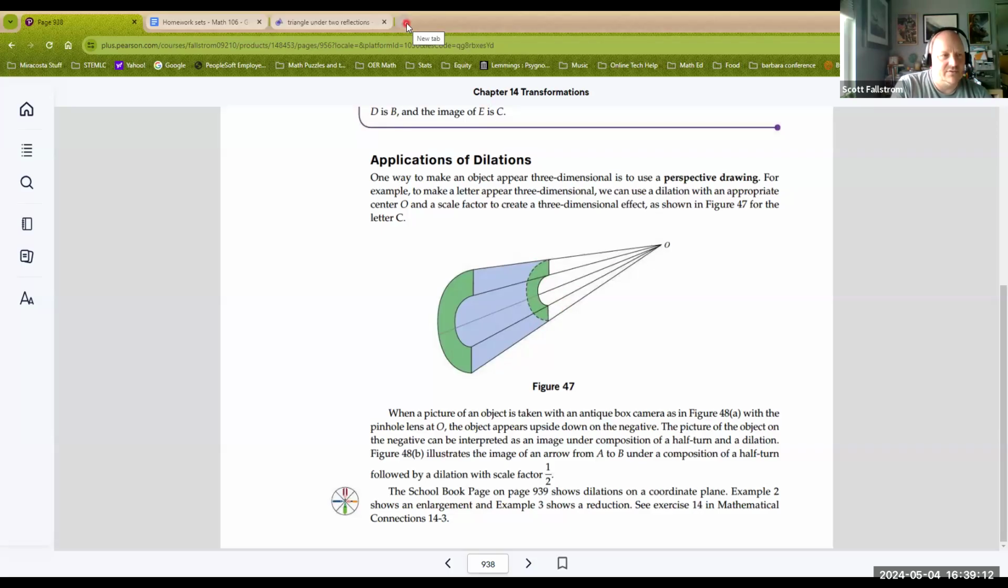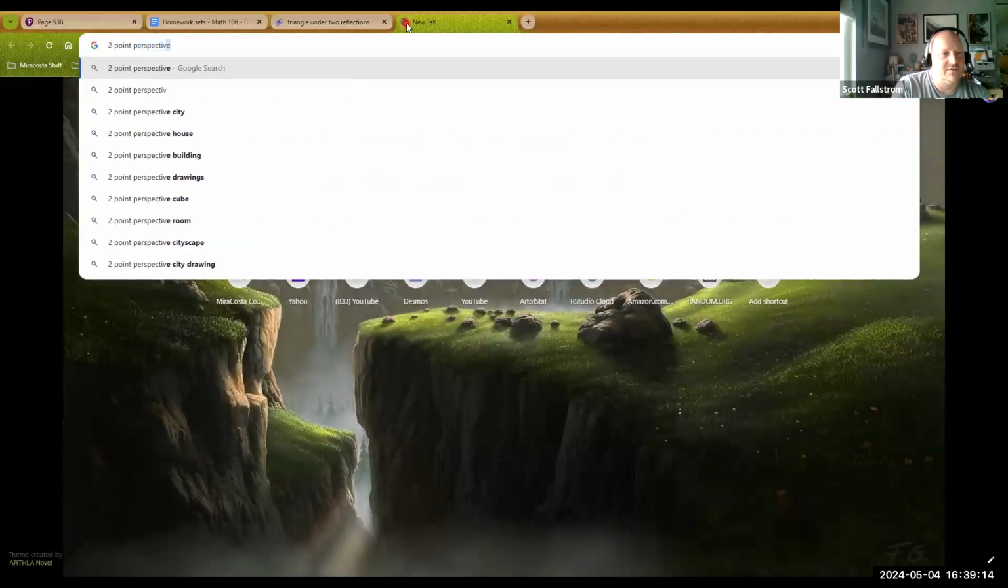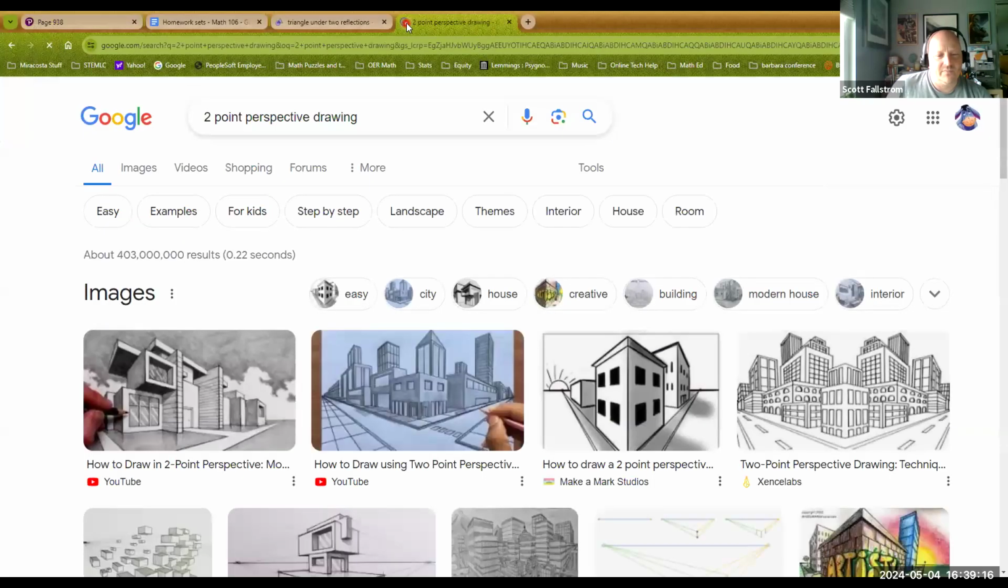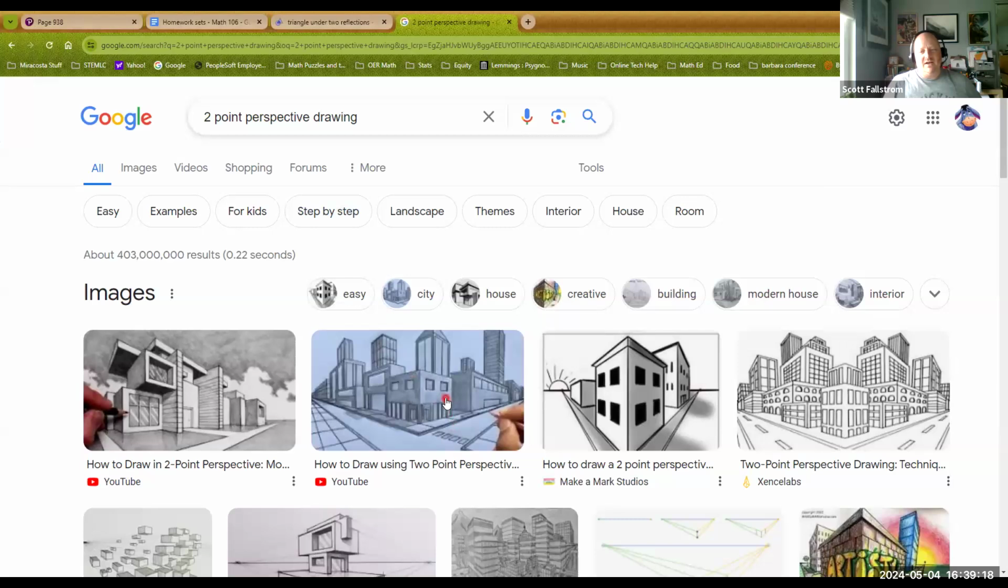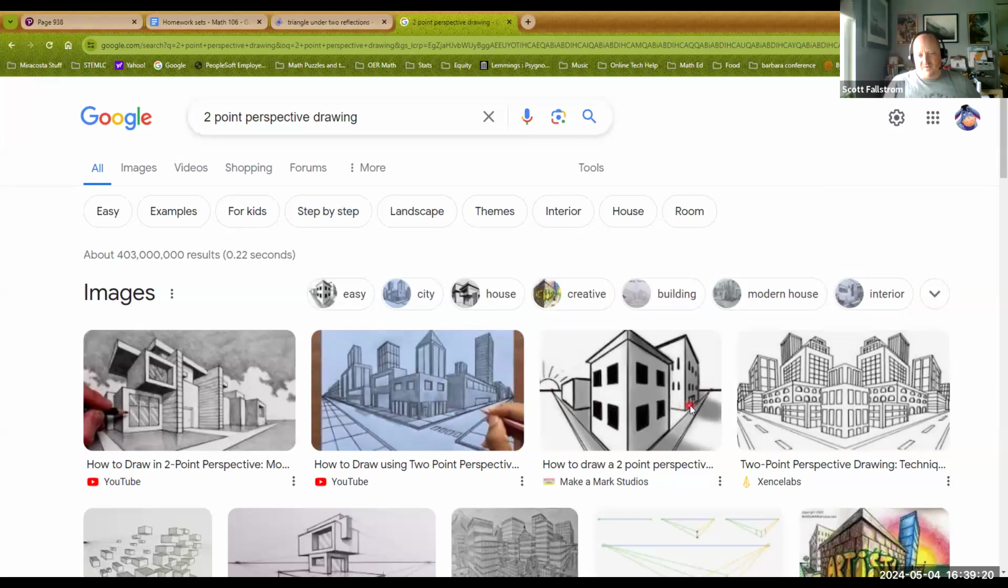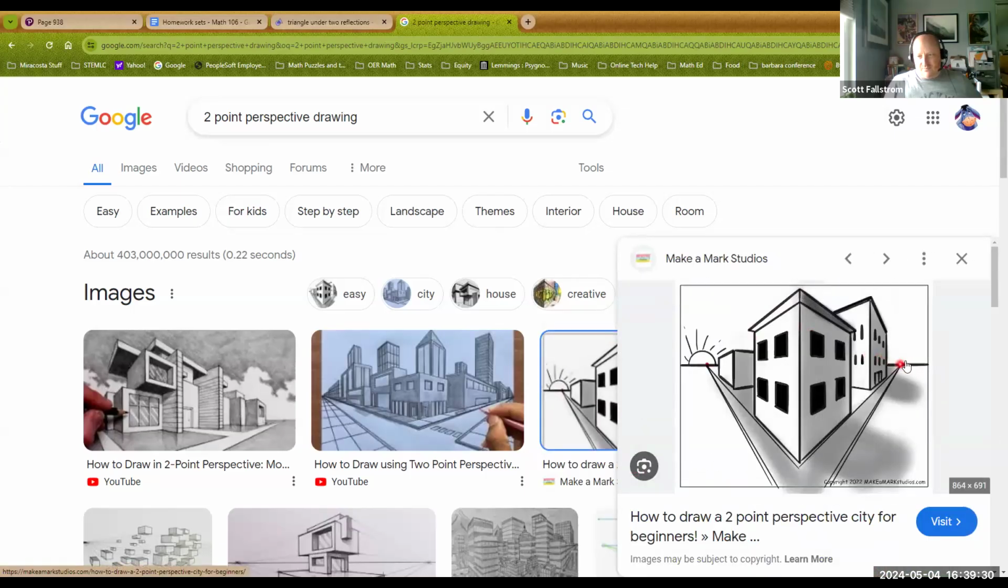Let's see here, 2-point perspective drawing. If you're doing this, you can actually do 2-point perspective drawings where you have like this little city that's drawn here. I have two vanishing points, if you will, and you just extend lines from those. So this is the example I'll show you here. You extend lines from those, and then those lines become what you use to sketch things so that it looks more realistic.